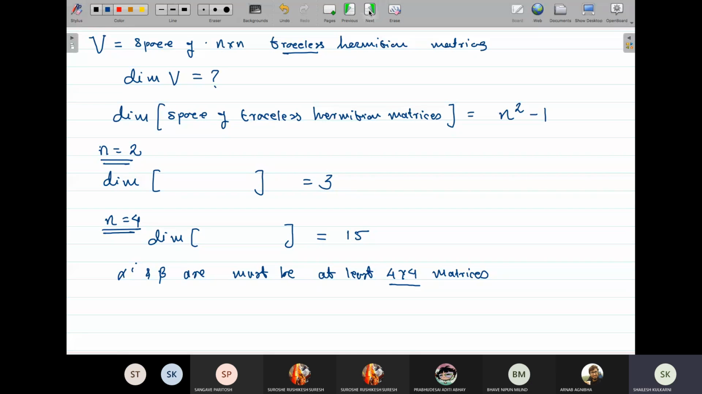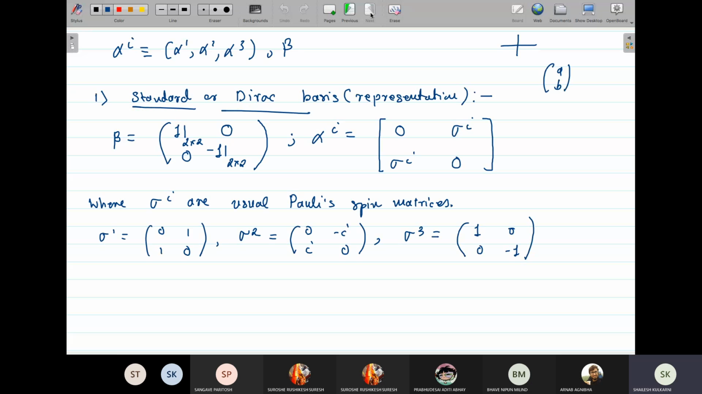So I have 4 cross 4 traceless Hermitian matrices. In the standard or Dirac basis, I choose beta to be (2 cross 2 identity, 0; 0, minus 2 cross 2 identity), and alphas to be (0, sigma; sigma, 0).